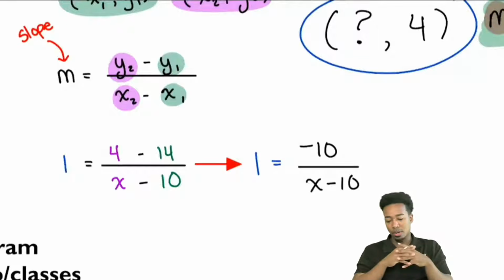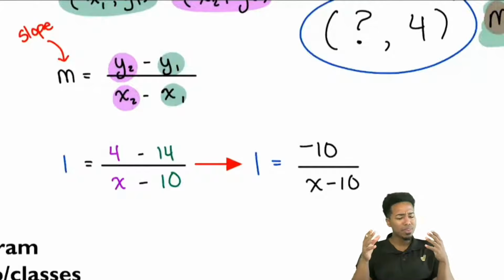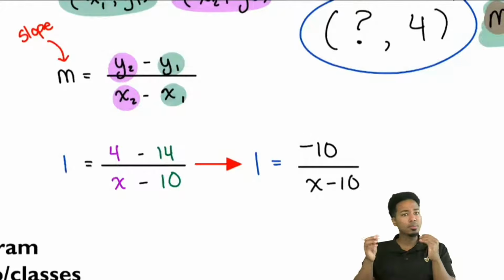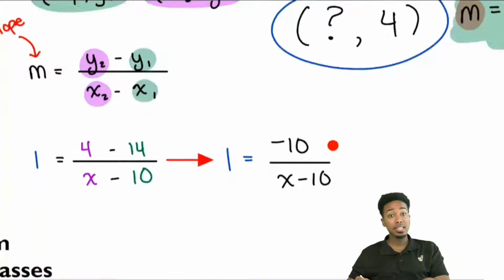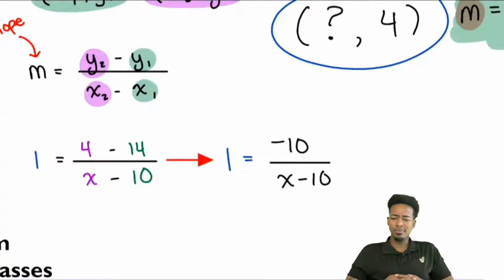So now that we're here, there are two very, very approachable ways to do this. Number one, it's going to be the eyeball test. Everybody, what this is saying is, hey, negative 10 divided by whatever this is going to be 1. My party people, quick question. What's the only way that you can divide a number and get 1? What's the only way that can happen? What's the only way you can divide a number and get 1?